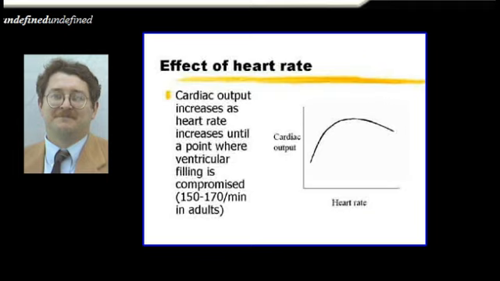The next thing we'll look at briefly is the effect of heart rate on cardiac output. You can see that as heart rate increases, cardiac output increases to a certain point, after which there's a gradual decline in cardiac output. The decline after the most efficient point, or maximal point, is due to diminished time for ventricular filling. If the ventricle can't fill properly, stroke work or stroke volume declines, thereby cardiac output declines. In the normal adult, the cardiac output is maximized at a rate of approximately 150 to 170 beats per minute.